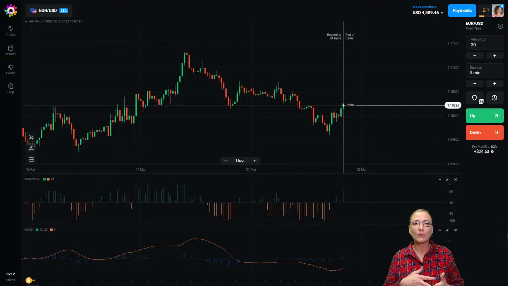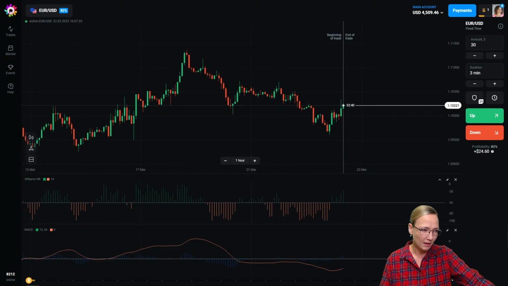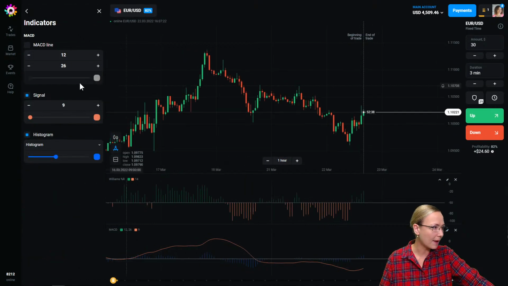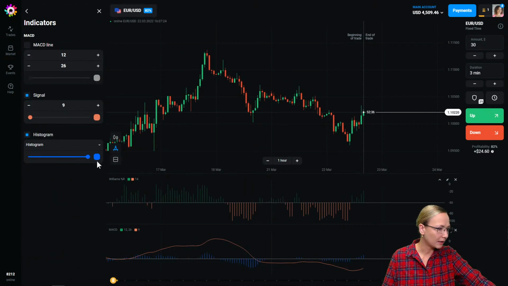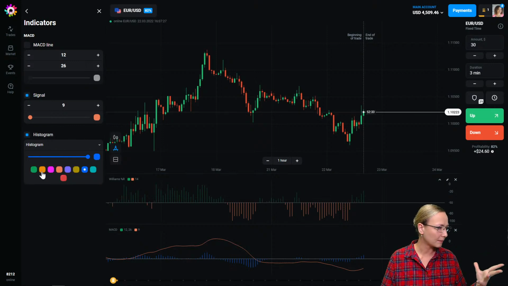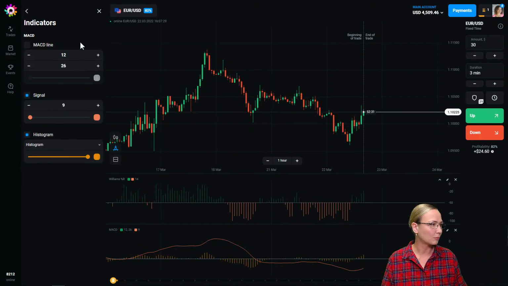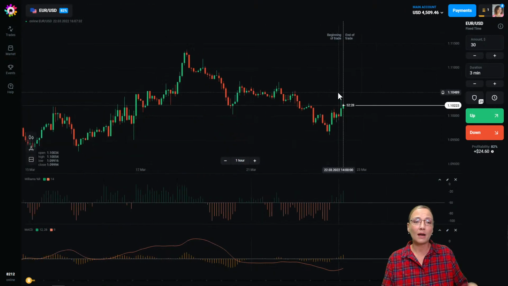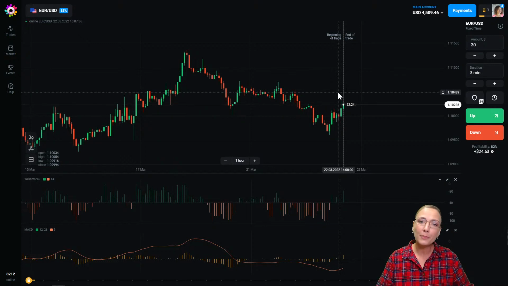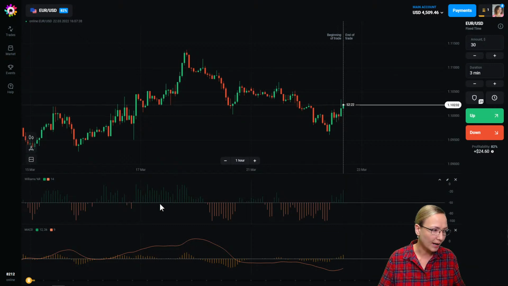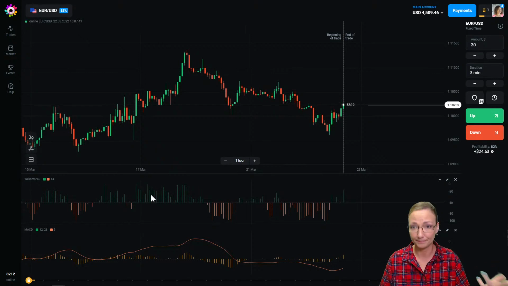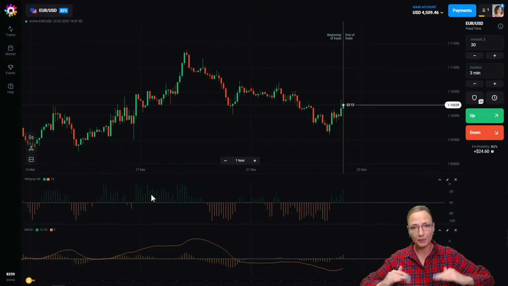My friends, we are going to look for 2 simultaneous signals. Let me just make my histogram on the MACD a little bit different. I'm going to make it more vibrant, and I'm probably going to make it yellow so that we can see it more clearly. Now, we're going to look for 2 simultaneous signals. For up trades, we need both histograms to be above the midline. Pretty easy. And on the contrary, for down trades, we need both histograms to be below the midline.